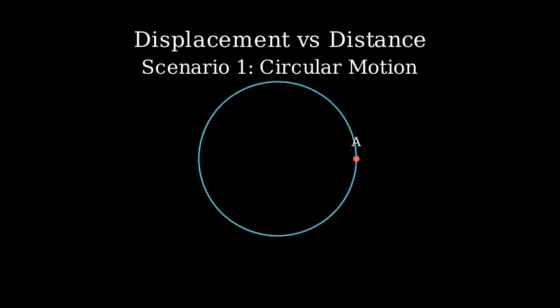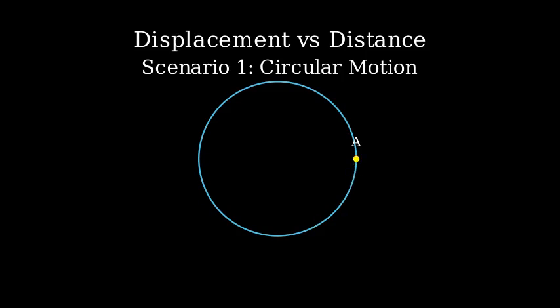Let's understand the difference between displacement and distance traveled using two different scenarios. First, let's look at a particle moving in a circular path. Here's our particle starting at point A. Watch as it moves along a circular path and returns to its starting point.